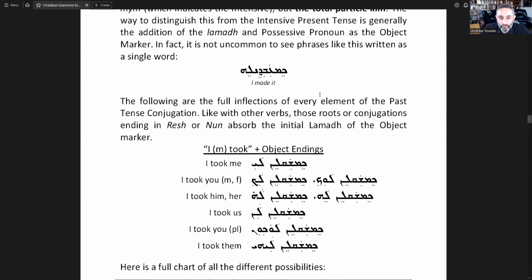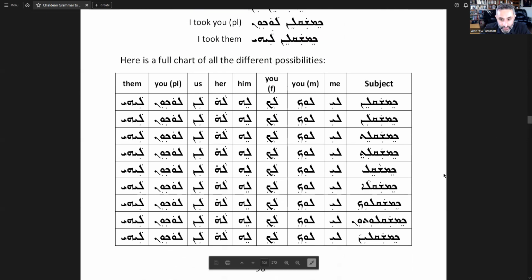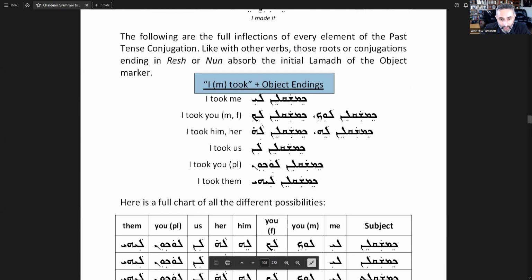The following are the full inflections of every element of the past tense conjugation. Like with other verbs, those roots or conjugations ending in resh or nun absorb the initial lemeth. We already saw that. Okay, so they'll absorb the lemeth. So let's take I took plus the object ending. This is going to be very complicated. Here's a full chart. Look at how much there is here. So let's take one thing at a time.